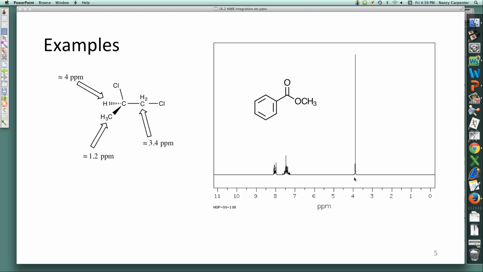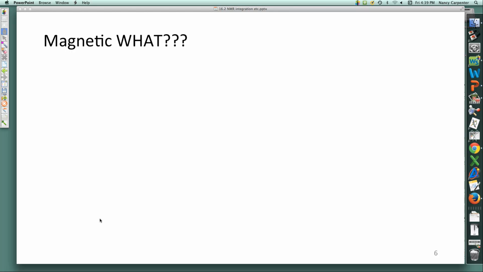So here are the 3 hydrogens on the methyl group from the methoxy, and the other 5 hydrogens on the aromatic ring show up downfield. All right, so that is the electronegativity effect, and we certainly talked about the methyl, methylene, methine effect. What about, whoa, what's that other one?